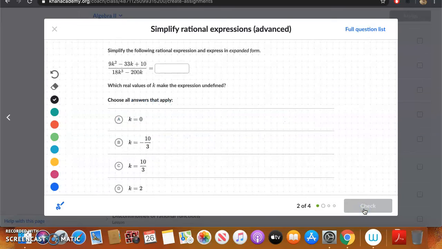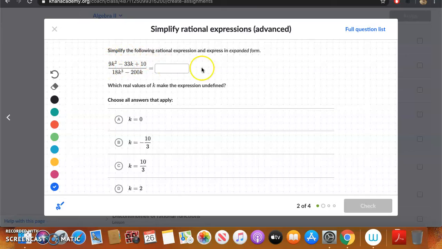Okay, maybe we'll do one more. Okay, let's do one more. So here again, same thing. Simplify and then identify your values of k, which make the expression undefined. So looks like I have a 9k squared and I have a 10.